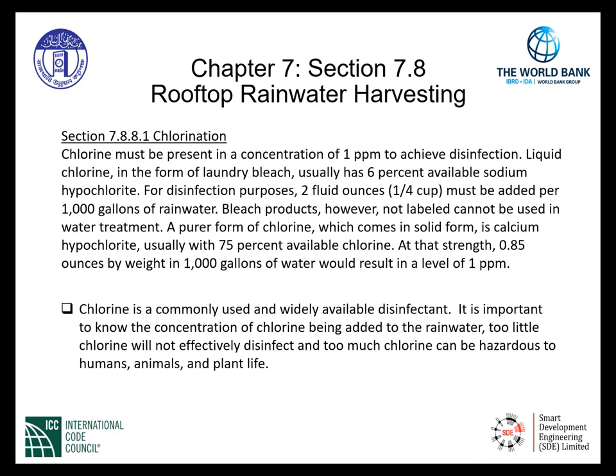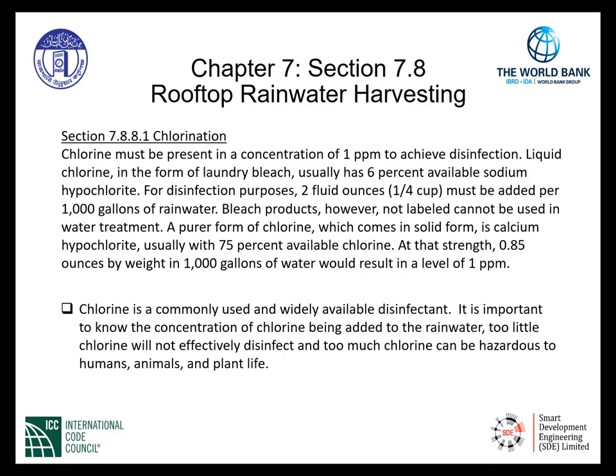We must be concerned with proper disinfection. Chlorination is indicated in section 7.8.8.1. Chlorine must be present in a concentration of 1 part per million to achieve disinfection. Liquid chlorine in the form of laundry bleach usually has 6% available sodium hypochlorite. For disinfection purposes, 2 fluid ounces, a quarter cup, must be added per 1,000 gallons of rainwater.